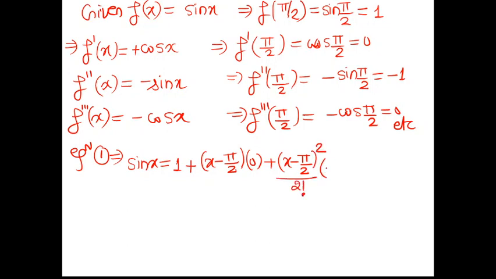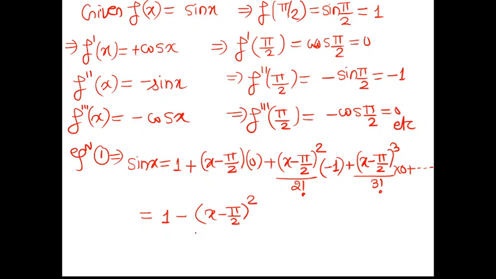into f double dash of pi by 2, which is minus 1, you can see here, plus x minus pi by 2 whole cube upon 3 factorial into f triple dash of pi by 2, which is 0, plus and so on. Simplifying it further, what we find is 1, this term vanishes, here it is minus x minus pi by 2 whole square upon 2 factorial, which is 2, and so on. So this is the required series expansion.